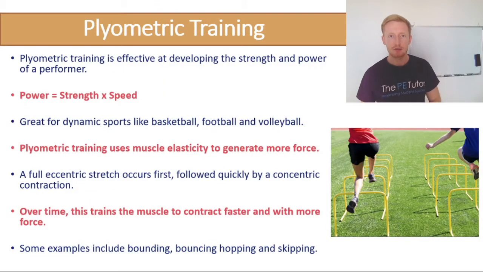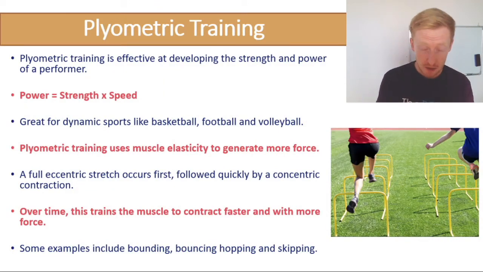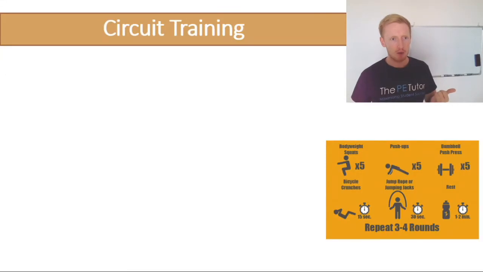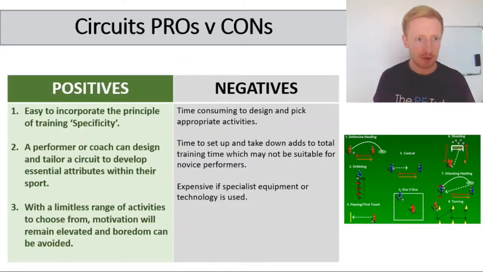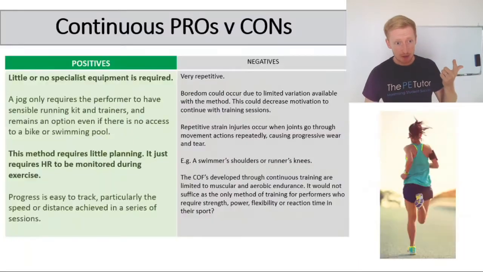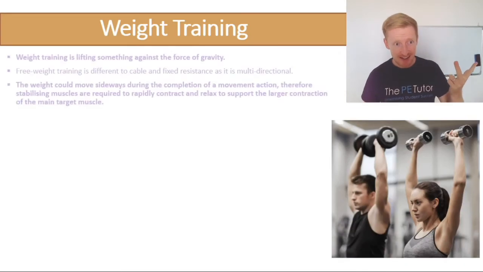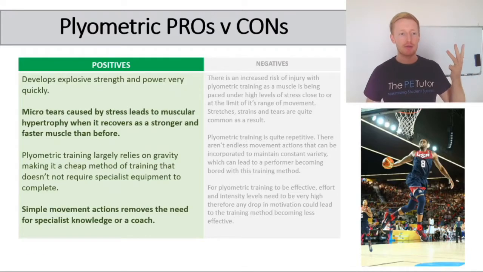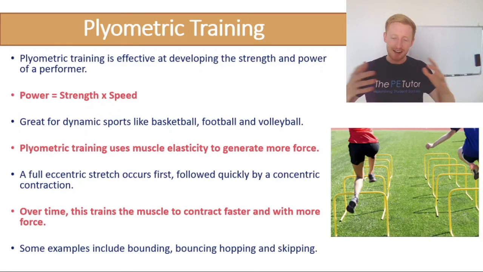Okay, next. We've had continuous. We need to go back through them. What have we had so far? We've had circuit. That was our first one. We've had continuous. We've had flexibility. We've had weight training. Now we have plyometric training. So what is plyometric training?